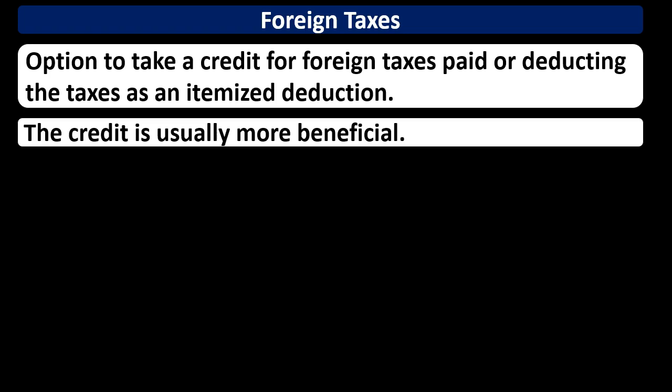So in other words, if we had a credit and a deduction of an even dollar amount, the credit would be worth by far more. And not saying that these two will be the even dollar amount per se between the credit and the deduction, but in any case, the credit typically will be more beneficial. So although we can deduct foreign taxes as an itemized deduction, it's usually beneficial to choose to take the credit for the foreign taxes and therefore not take the itemized deduction for them.